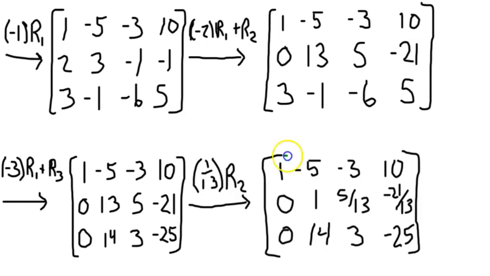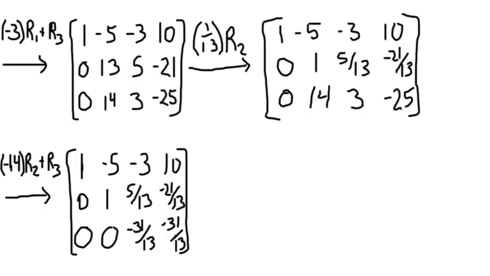Now if we look, both of these are values of 1. We need to get this to be a value of 1 and this to be a value of 0. So we're just about done getting this into row echelon form. In this step we're going to multiply -14 by row 2 and add that to row 3. Yes, we're dealing with fractions, but they're actually going to simplify to something that's alright.